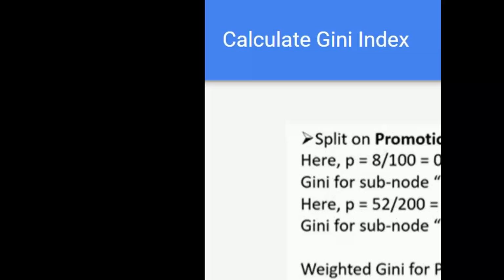So out of the 300 people, 60 people left. And out of those 300 people, 100 employees got the promotion in the last 5 years, and 200 employees did not get any promotion in the last 5 years.